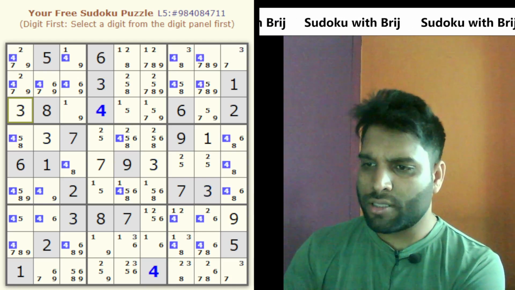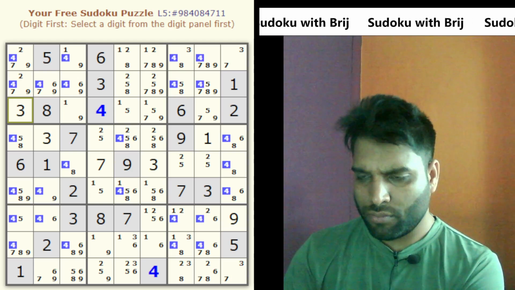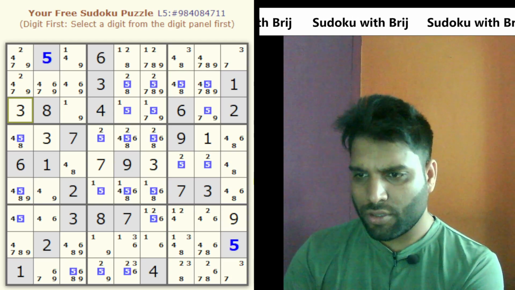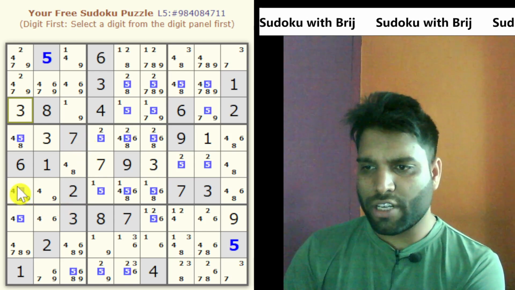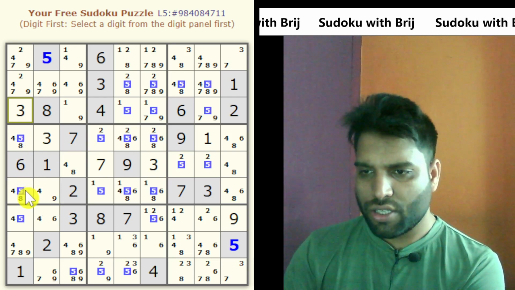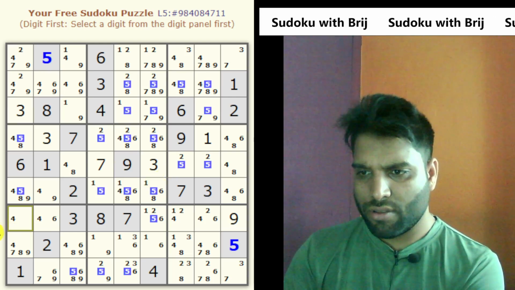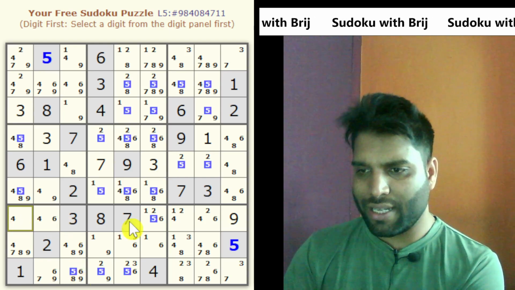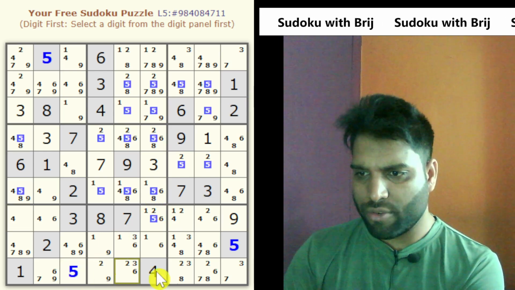So now let's move on to 4, then 5. Okay. In the box 4, the possibility of 5 is only in between these two cells. So we can remove the 5 from this cell. So the possibility of 5 in this box 7 is only in this cell. So 5 can be over here, and now we can remove 5 from these two cells.